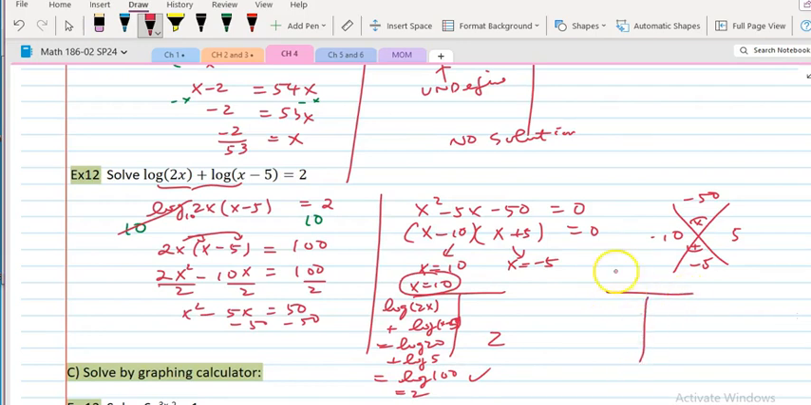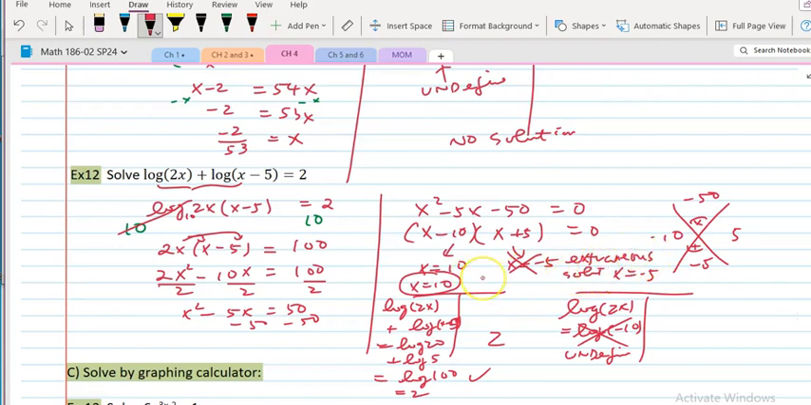Then we will check x equal to negative 5. We can tell that it is not going to work because log 2x would be log of negative 10. We have no negative, it's undefined. So this is an extraneous solution. So the only solution is x equal to 10.